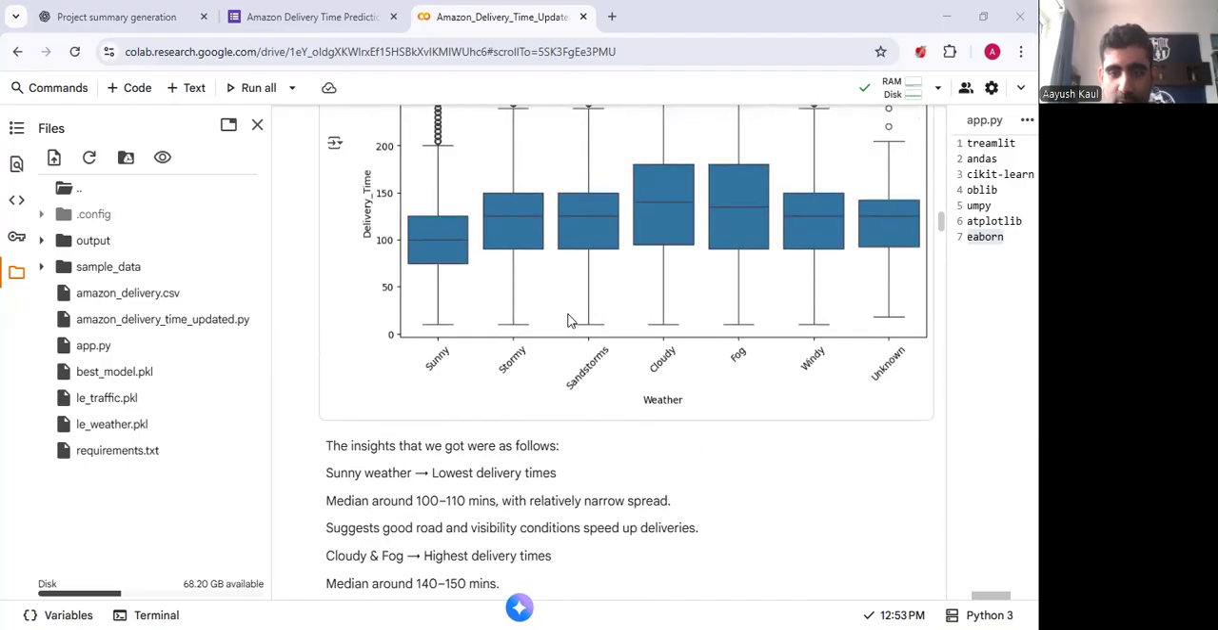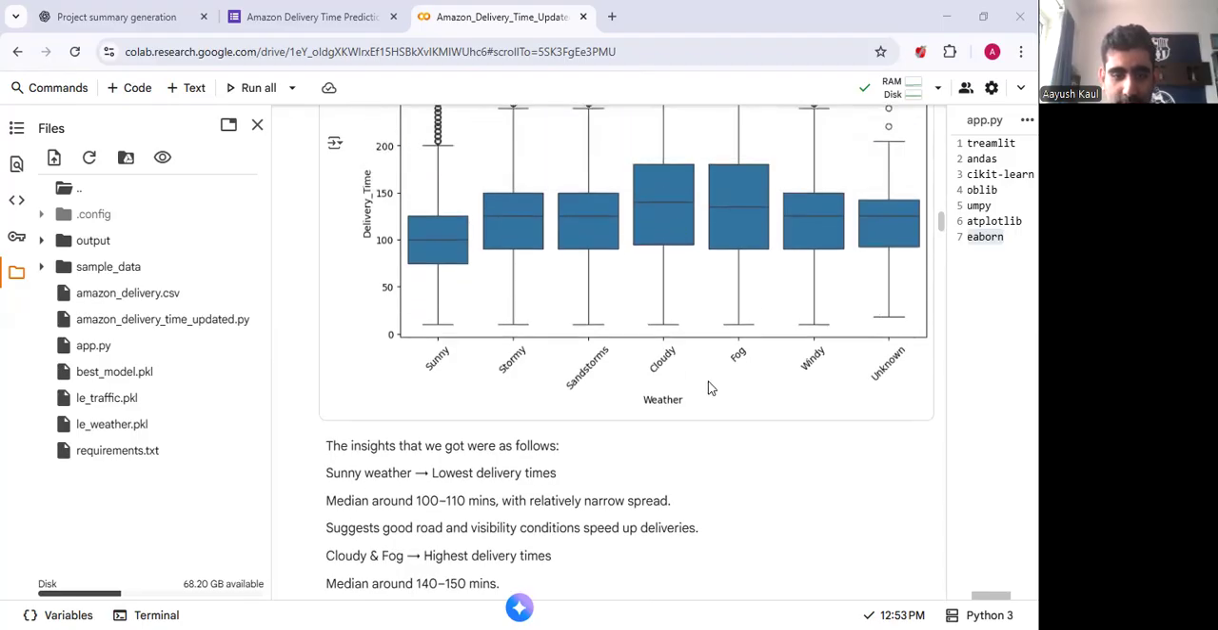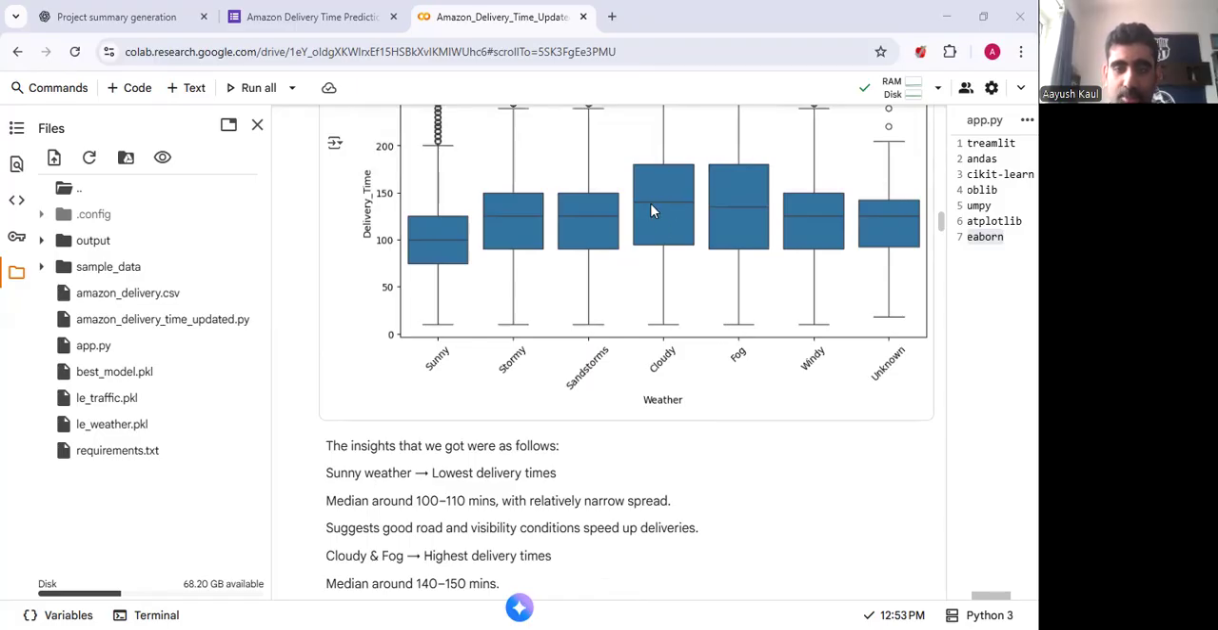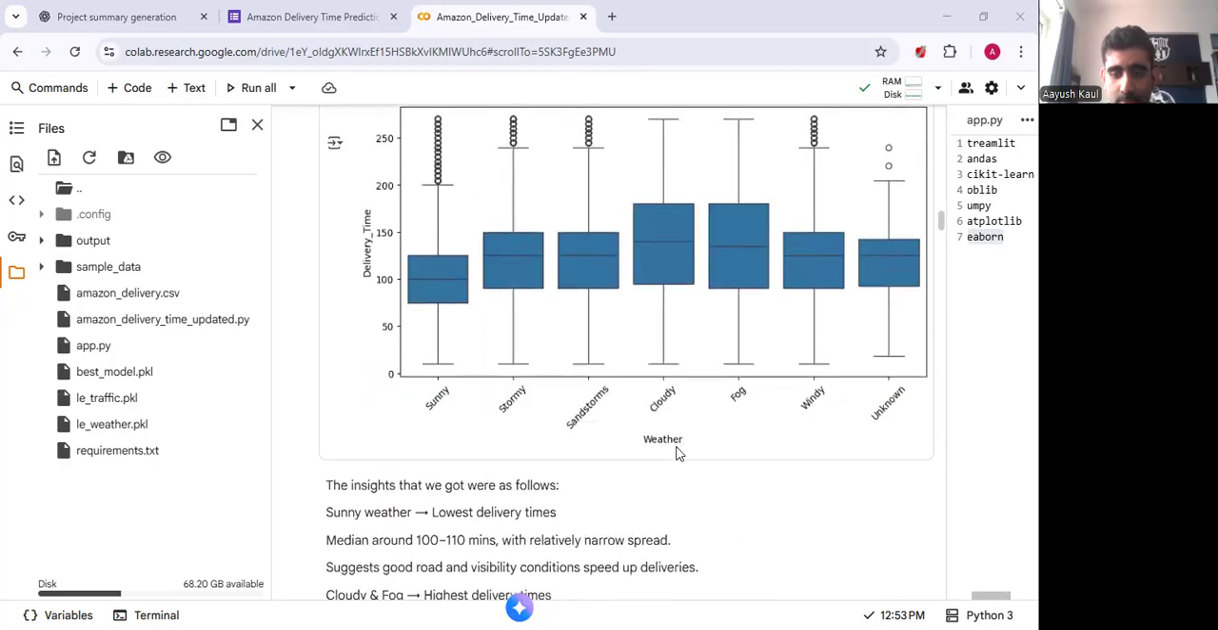Next, in cloudy and fog, we can see it has the highest delivery times, which is obvious. The median is around 140 to 150 minutes. And it has a wider spread, indicating more unpredictability in deliveries. We can see the box here is bigger as compared to sunny weather, which shows that there's more variability in delivery times during cloudy and fog conditions. And it is likely due to reduced visibility and slower traffic. Next, we'll see stormy and sandstorm weather.